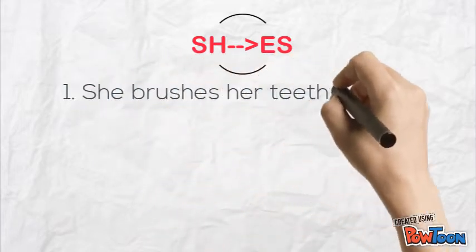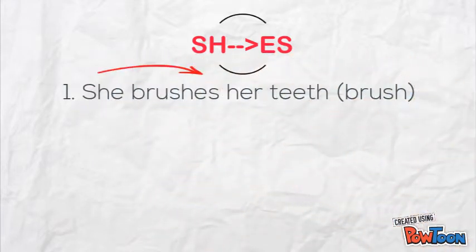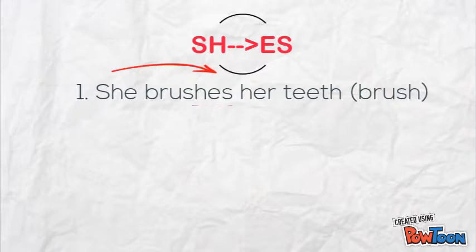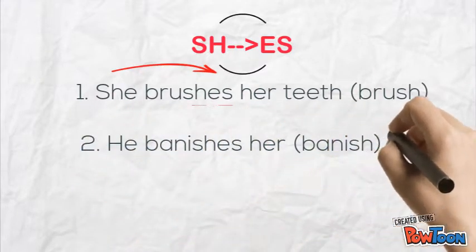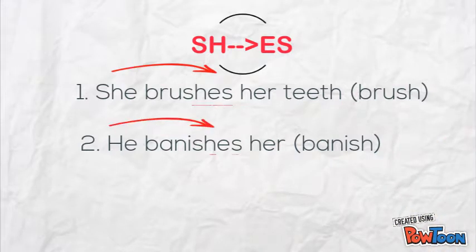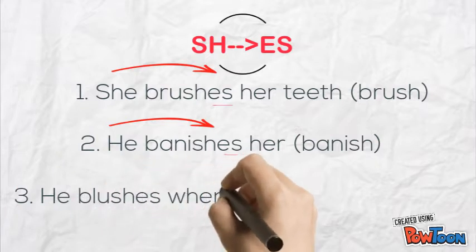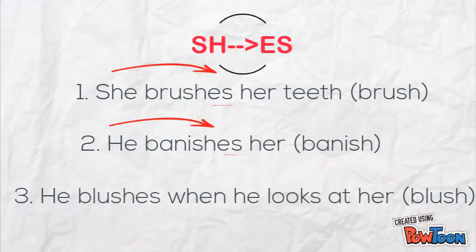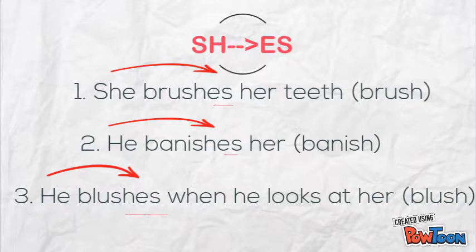The next option is with verbs ending with sh. You add es at the end of the verb. So for example, with the verb brush, brush ends with sh. So in the sentence, she brushes her teeth, you add es at the end of the verb. Or with the verb banish, again, it ends with sh, so you just add an es at the end, as in the sentence, he banishes her. Or with the verb blush, again, it ends with sh, so you just add an es, as in the sentence, he blushes when he looks at her.